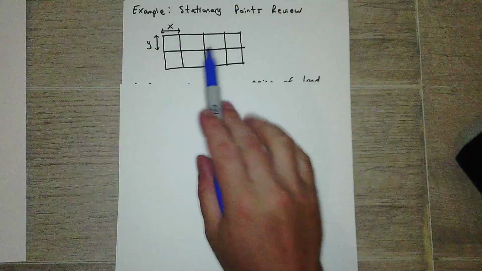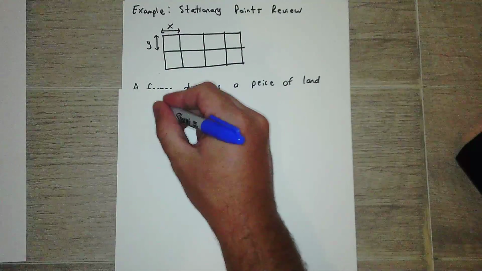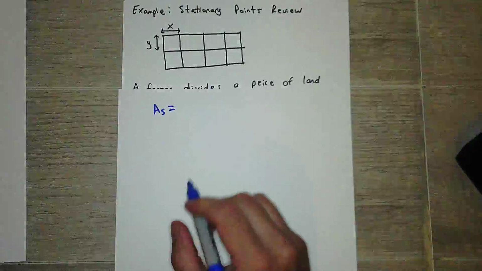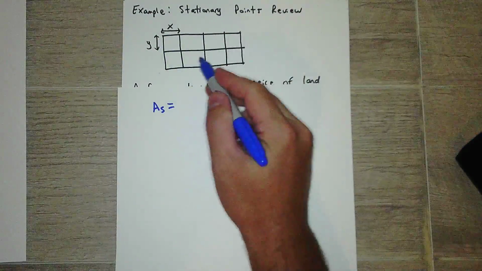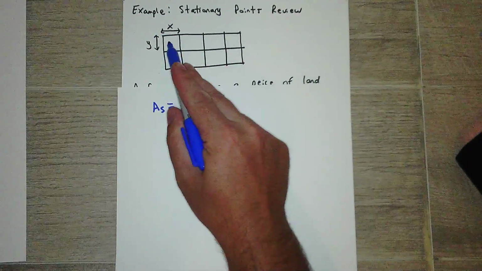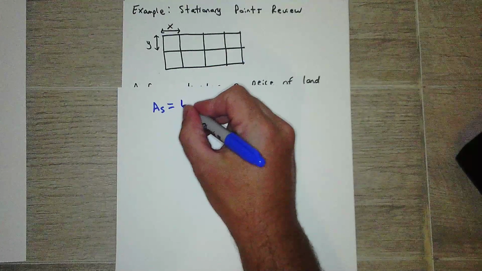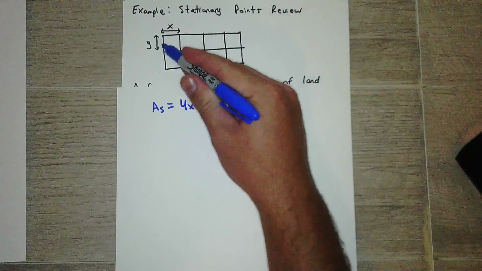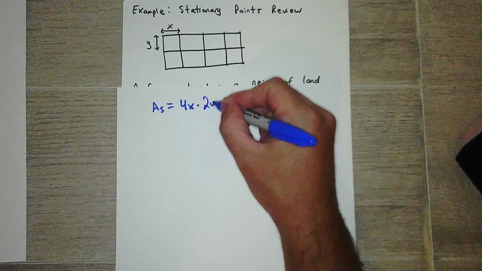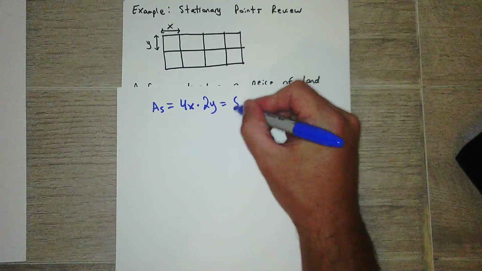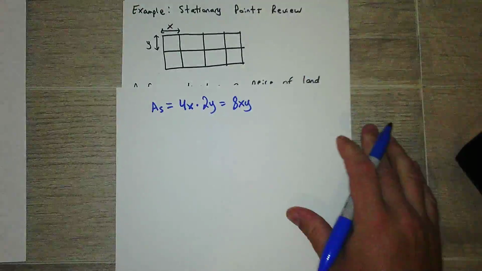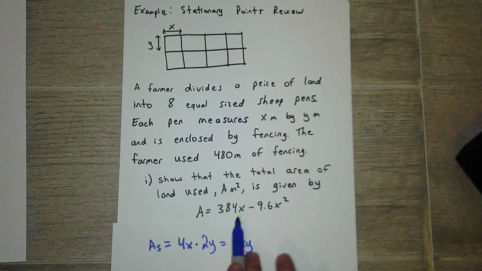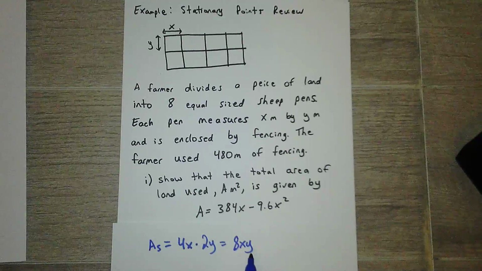So the area of this square or rectangle is length times width. There's X, so there's 4X, so that's the total length, times the width, so that's Y, so there's 2Y. So the total area is 8XY. Okay, so that's our area equation. So remember, we need to get to here. It means we need to find something for Y.